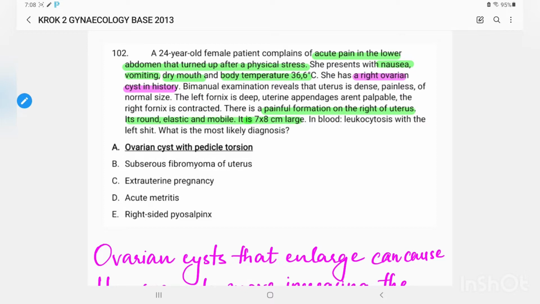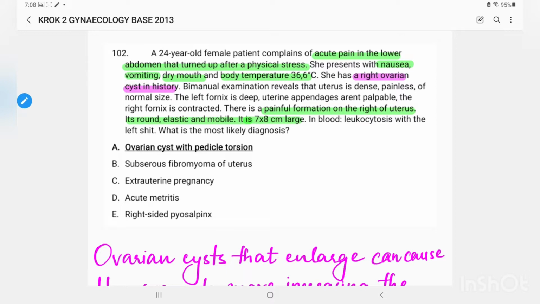So let's get started. A 24-year-old female patient complains of acute pain in the lower abdomen that turned up after a physical stress. She presents with nausea, vomiting, dry mouth, and body temperature of 36.6 degrees Celsius. She has a right ovarian cyst in history.